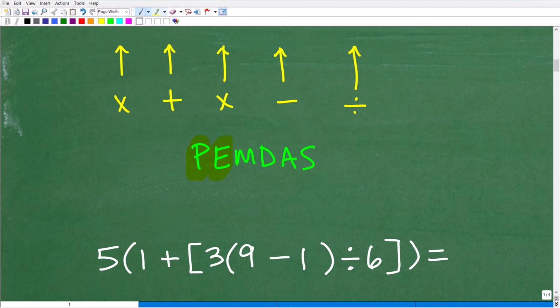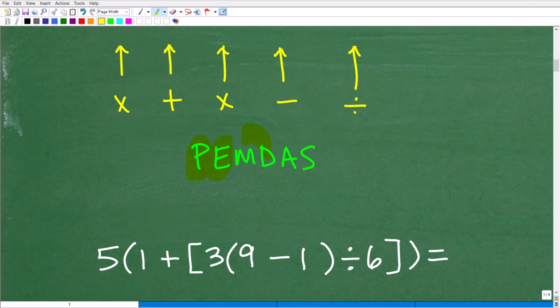E is exponents. You can just kind of think of this as power. So the E would be, if you see things like 2 to the third power, this 3 is an exponent. That's what this is referring to. You're going to do that next, right? So some of you might be saying, why don't they just put that as a P to represent powers? Because if we had parentheses and powers, we would have two P's. It would be confusing, so that's why we have an E there. Okay, so that's what that is.